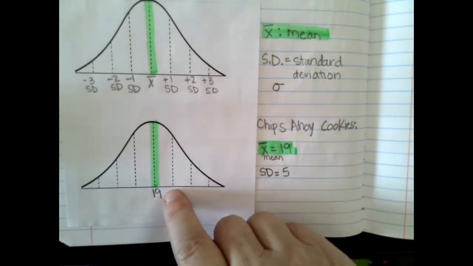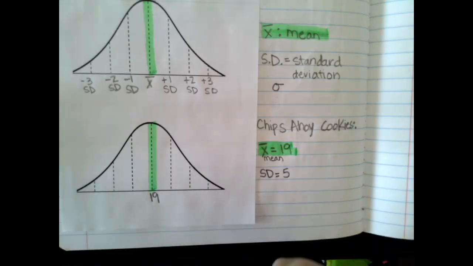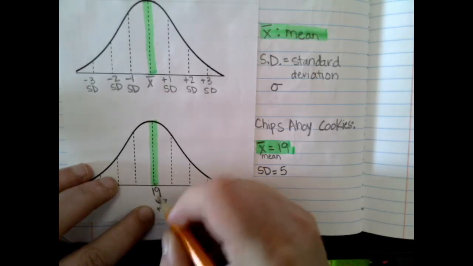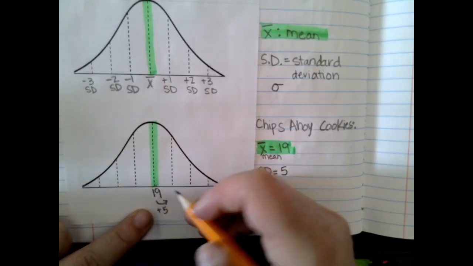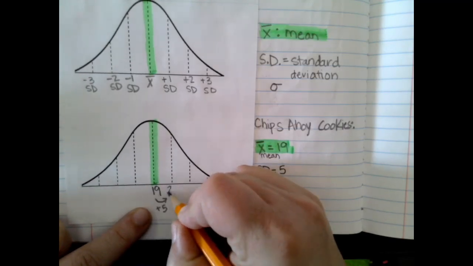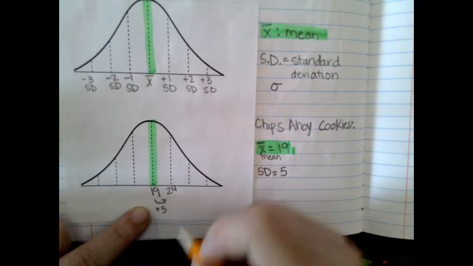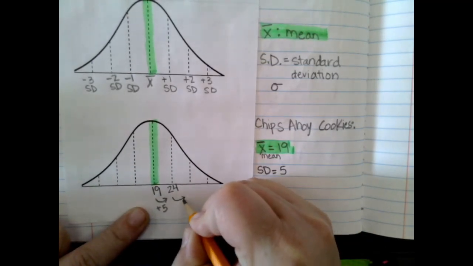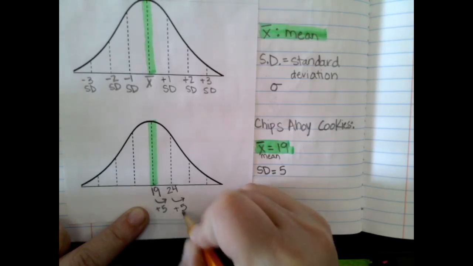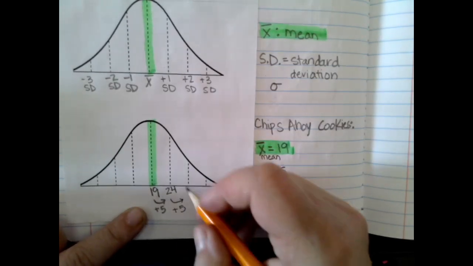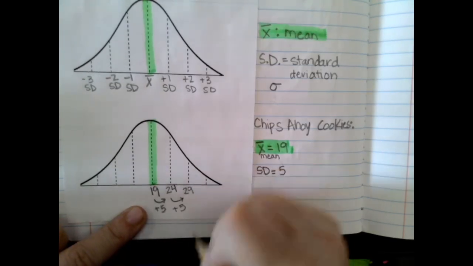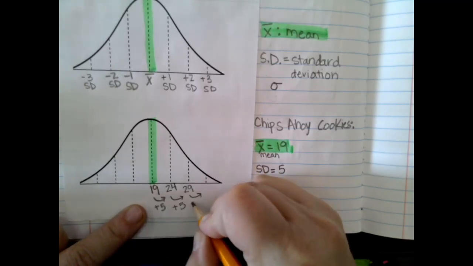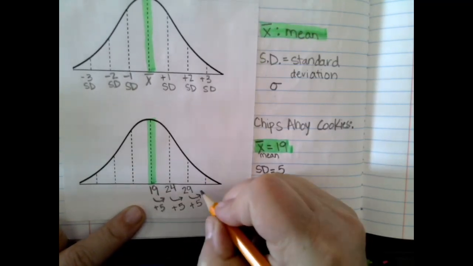Now, our standard deviation is 5. So as I move to the right, my number line is going to count by 5s. So as I go to the right, I'm going to add 5. What is 19 plus 5? 24. Okay, so that's our goal, is to number these. Again, we're going to go another standard deviation, so another 5. So 24 plus 5, 29. And then add 5 one more time. 34.